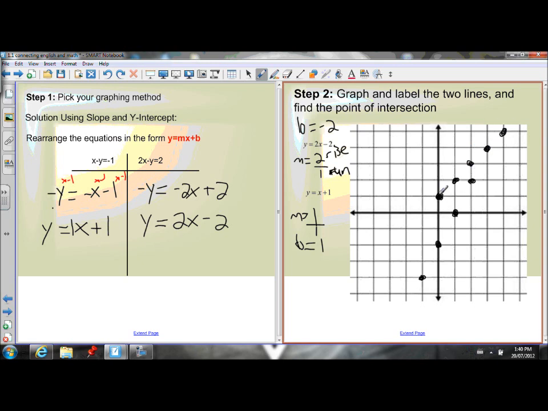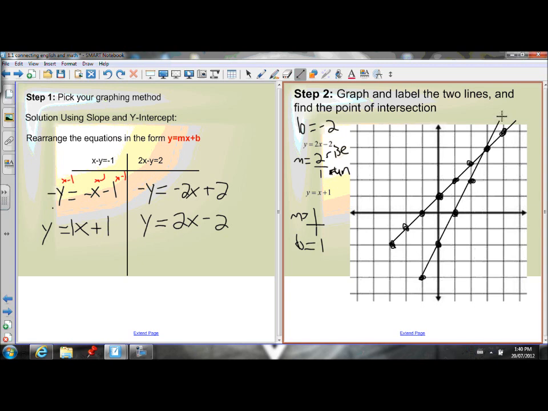Here we go. And now to continue the line to the left, I'm going to do the opposite of what I did to the right. So I'm going to go down 1 and left 1. Instead of up and right, I'm going to go down and left to continue this line. Okay? Now I'm going to connect these dots with a nice straight line. So there's my one line.